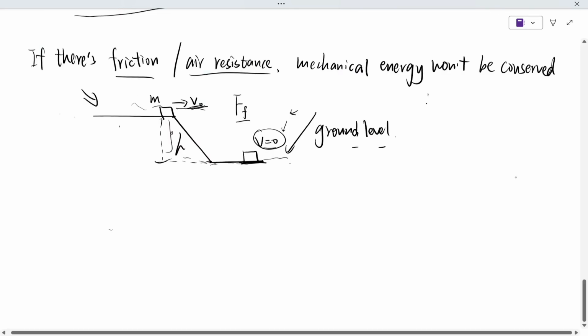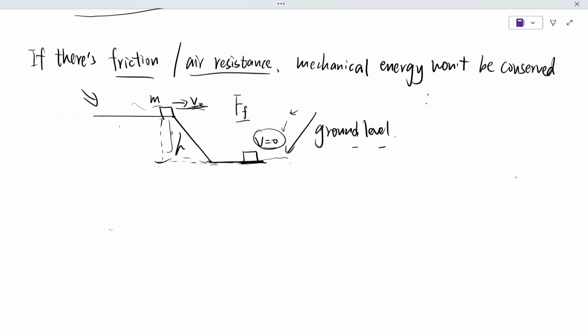However, if there is friction or air resistance in a problem, mechanical energy won't be conserved because it is no longer a closed system. But you may ask, what is mechanical energy? The mechanical energy, in simple terms, is basically the potential energy plus the kinetic energy.